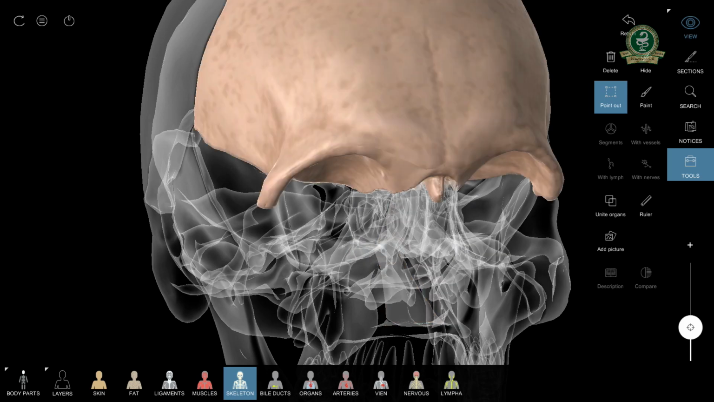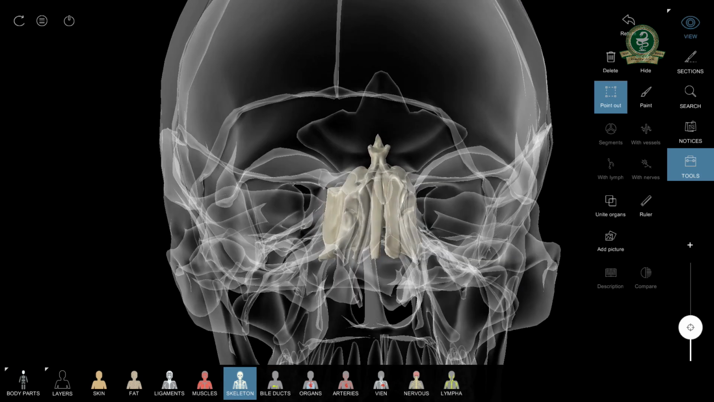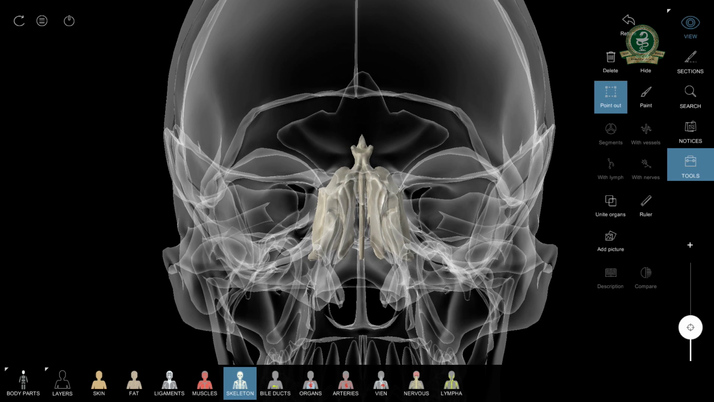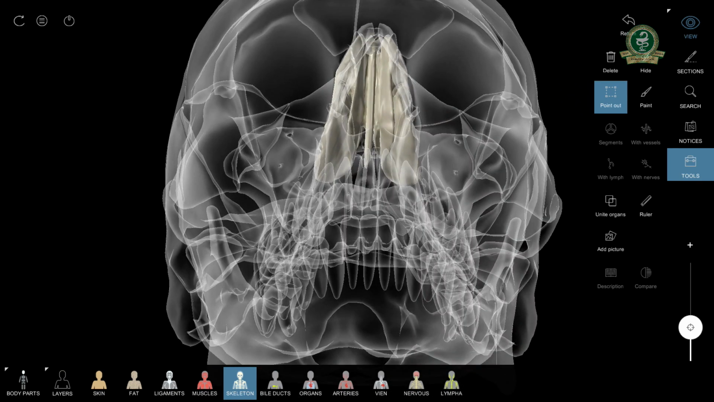Wait. Okay. Where is the nasal septum? The nasal septum is here, and this is the superior portion of the nasal septum, most of the superior side wall of the nasal cavity. When we are making it like this, we can find most parts of the nasal cavity.